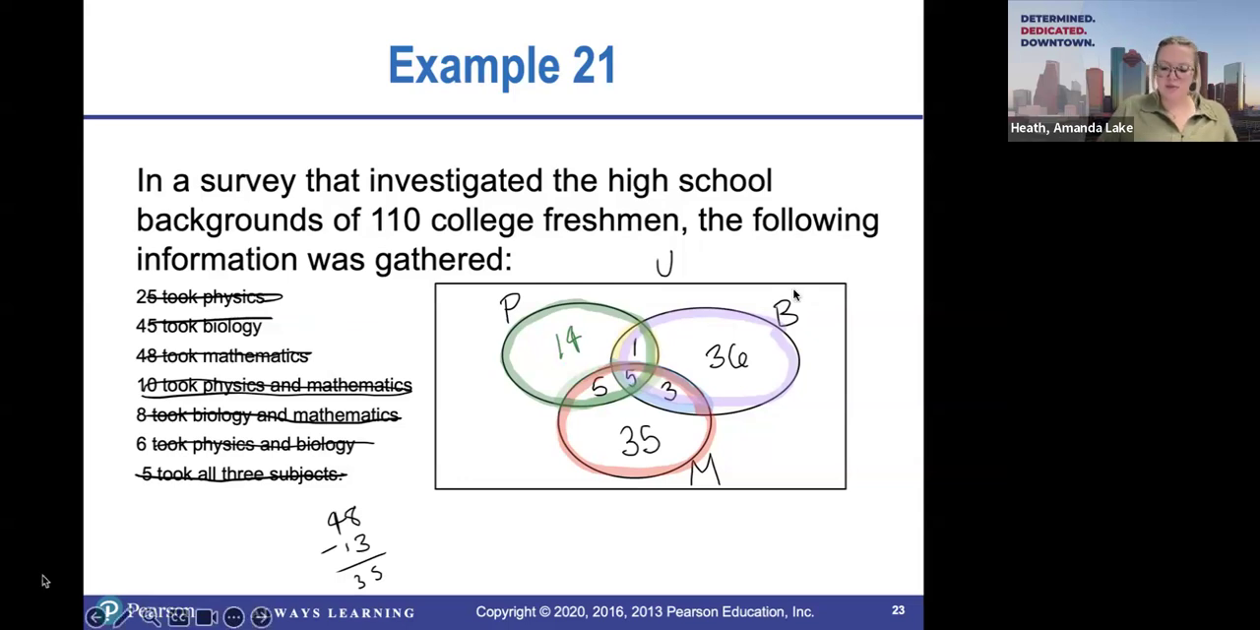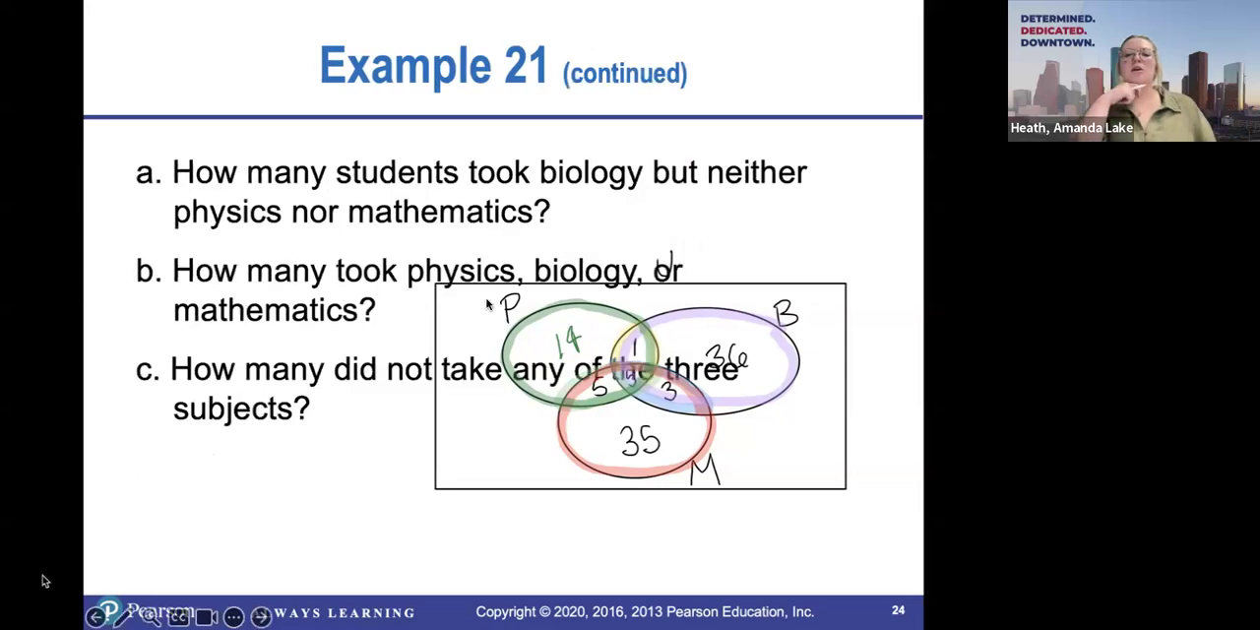So if I want to use this information to answer some questions, I can do that. So how many students took biology, but neither physics nor mathematics? That's going to be biology but not physics or math. That's these 36 students here.